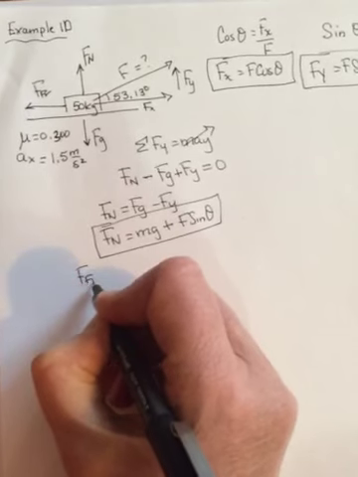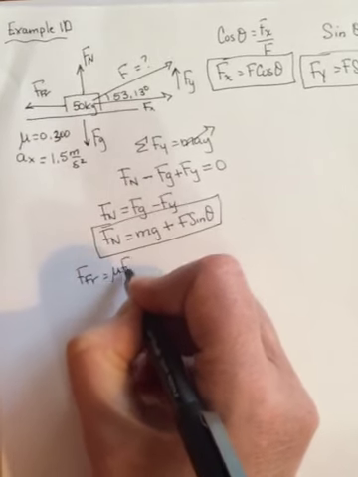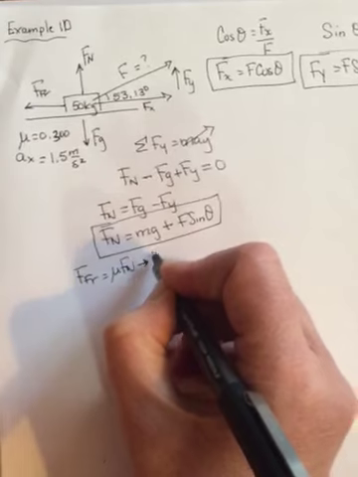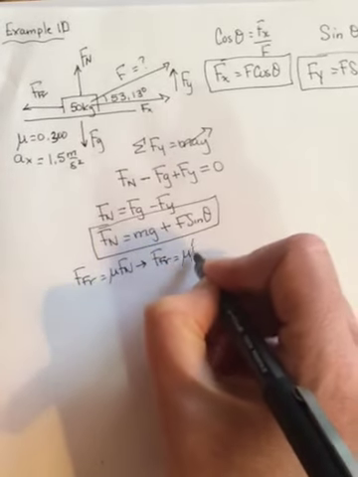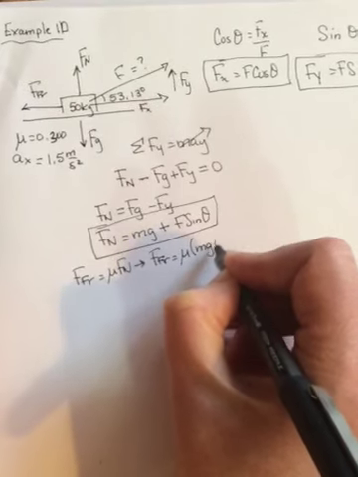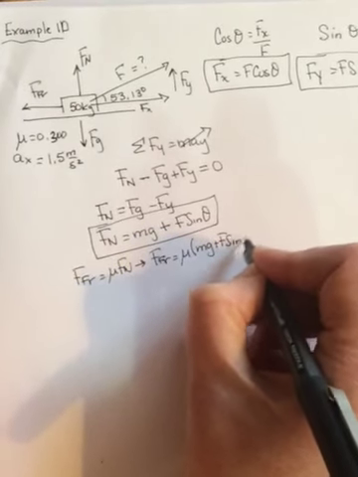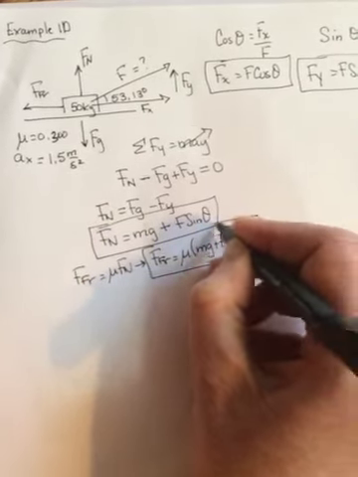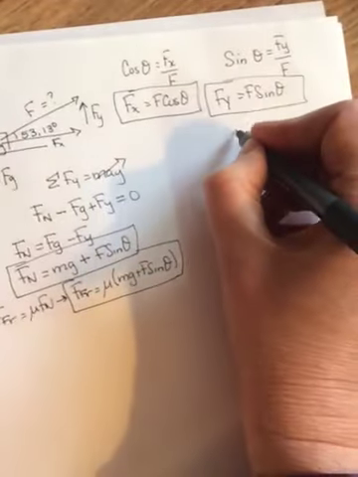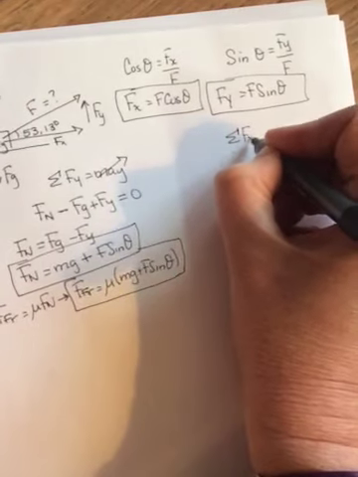And so then we know friction is equal to mu Fn. So that means friction is equal to mu brackets mg plus F sine theta. And again, just leave it as is. And we're going to use it when we go to sum of the forces in the x direction.